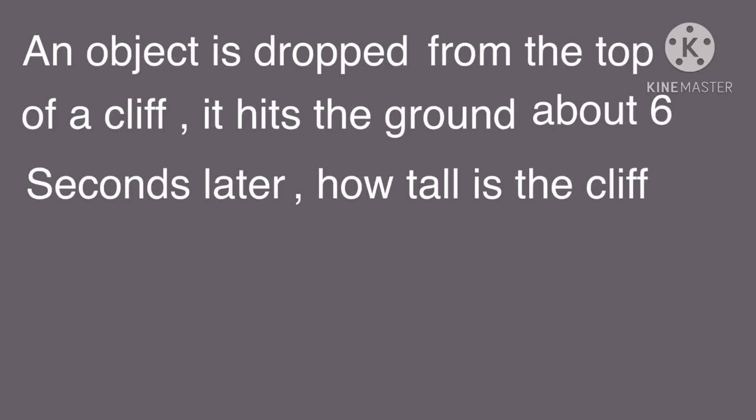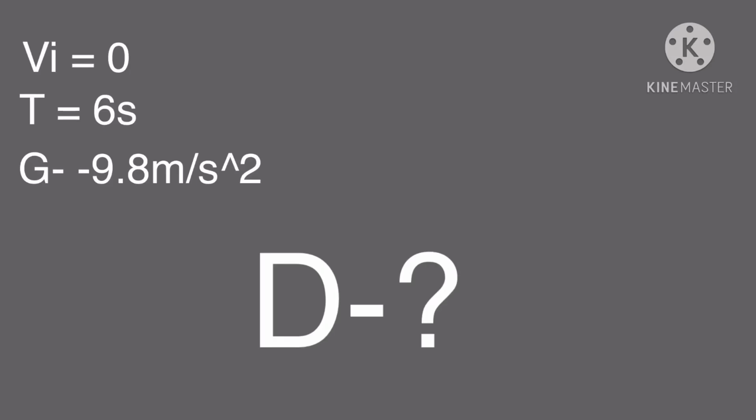Another problem, shall we? An object is dropped from the top of a cliff. It hits the ground about 6 seconds later. How tall is the cliff? Your initial velocity is 0 because the object is falling freely. Your time is 6 seconds. The gravity is negative 9.8 meters per second squared because it is falling down. Down means negative, up means positive. We are finding the displacement here.